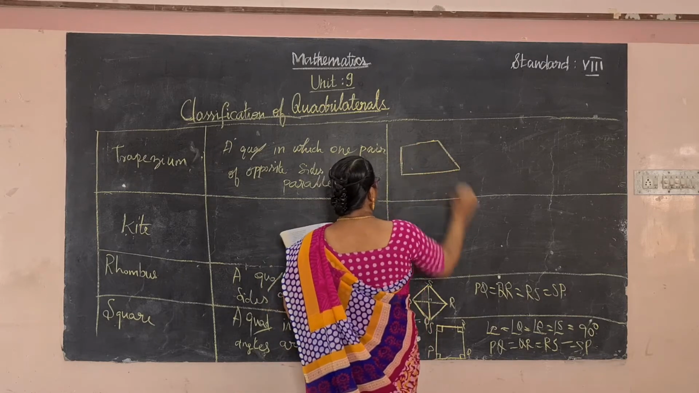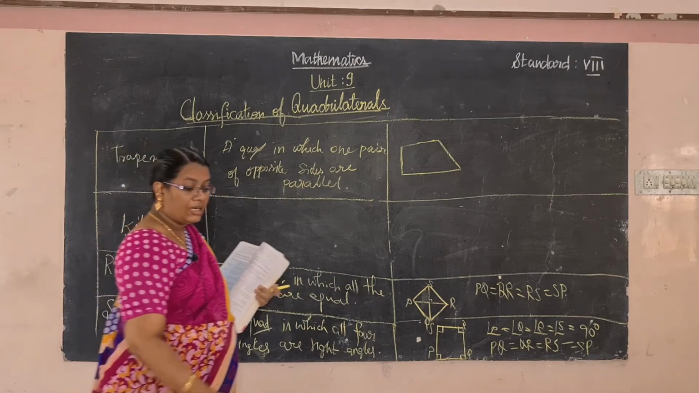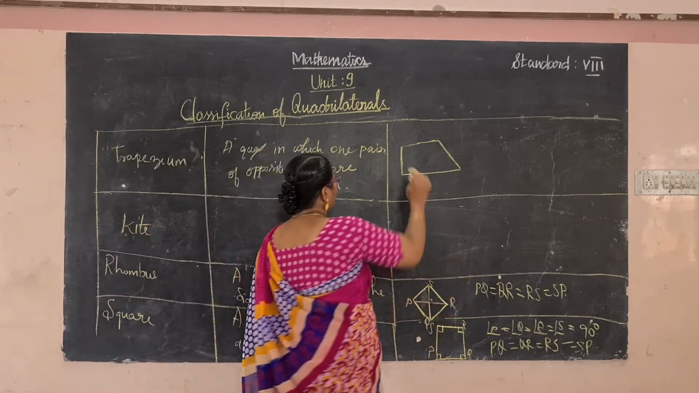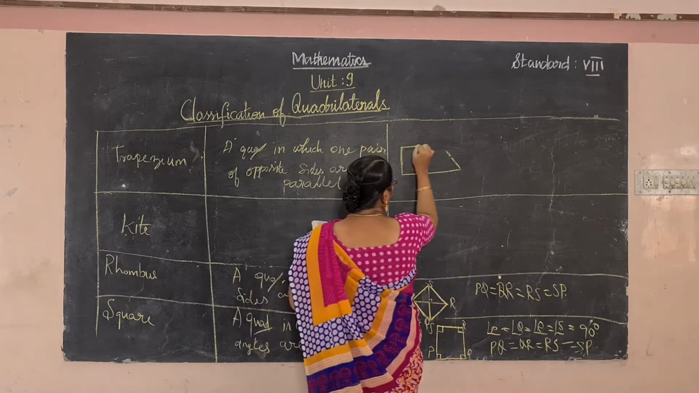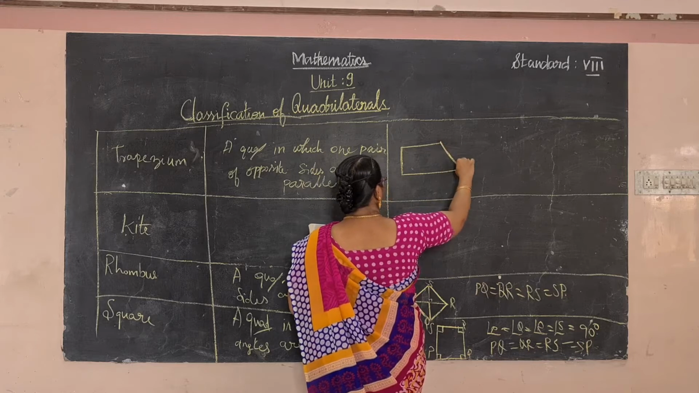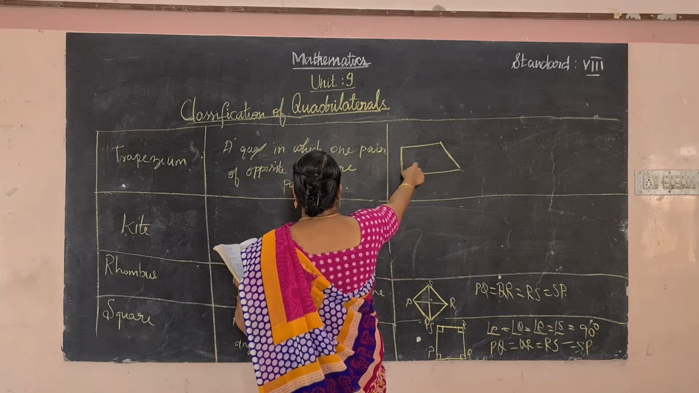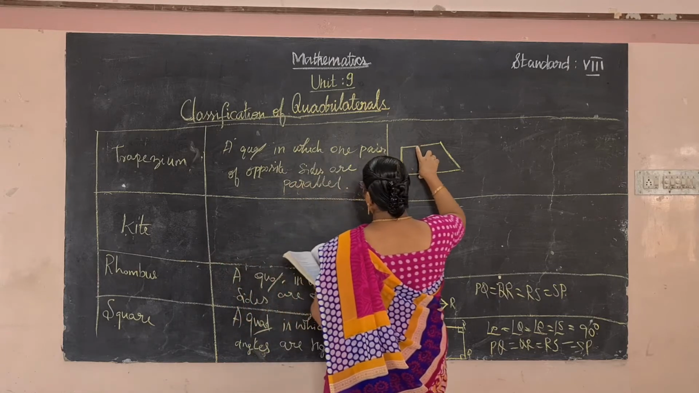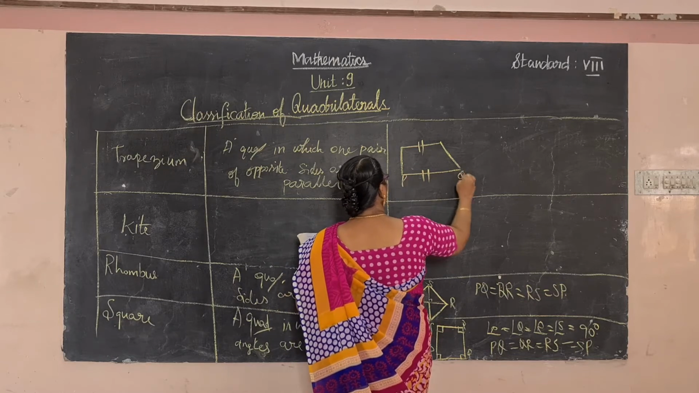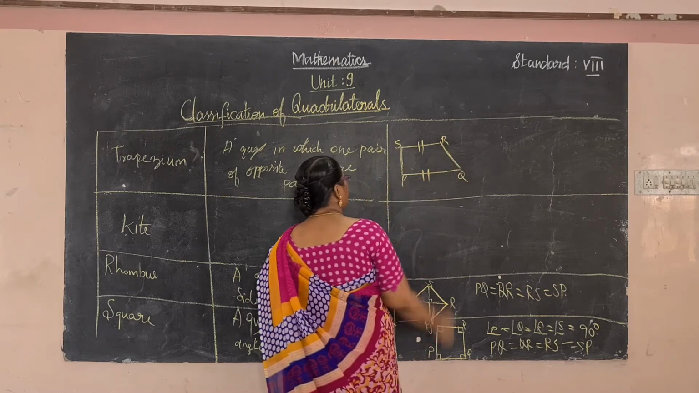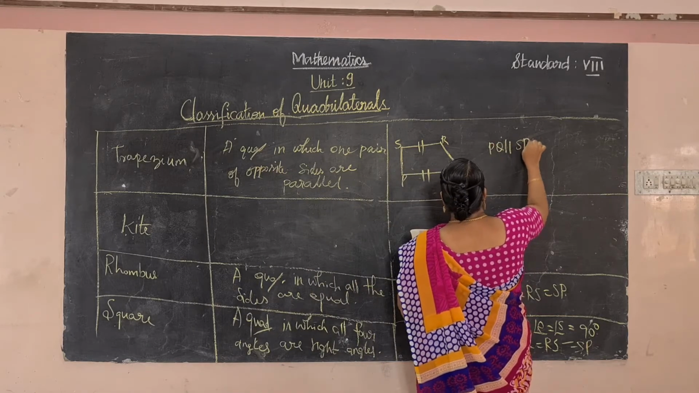In your book is given an isosceles trapezium. Okay, this is a trapezium. A trapezium is a quadrilateral in which one pair of opposite sides are parallel. So these are the parallel sides, P, Q, R, S. Here PQ is parallel to SR.